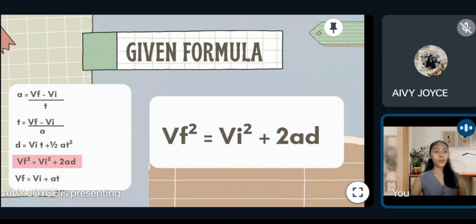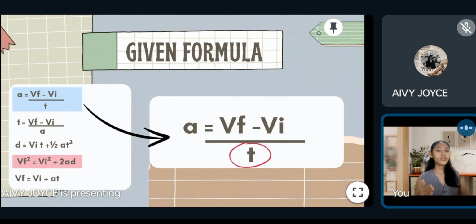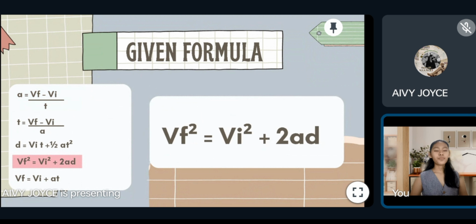This is the formula we're going to use. But Ivy, aren't we going to use that one, since it is the acceleration formula, this one? Since we've analyzed earlier the given for this problem, I'm going to explain why we're not using this formula. We have final velocity and initial velocity. However, in the given problem, we don't have any given time. So we're going to use this one. Analyzing this formula, it has the final velocity, initial velocity, acceleration, and distance, which is perfect for our given.